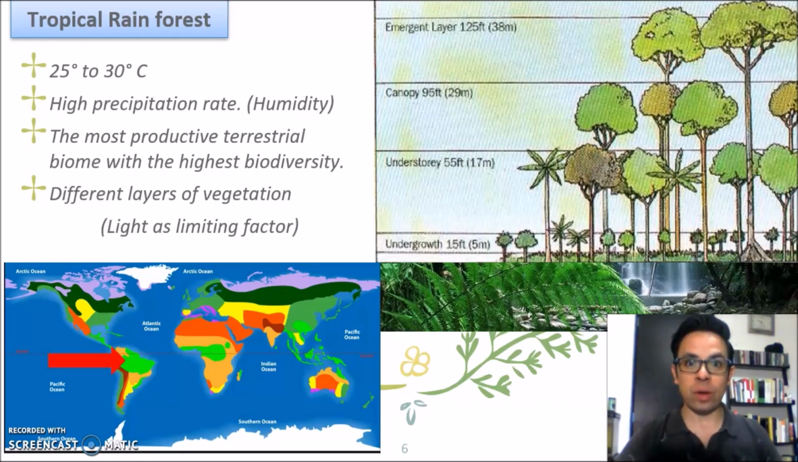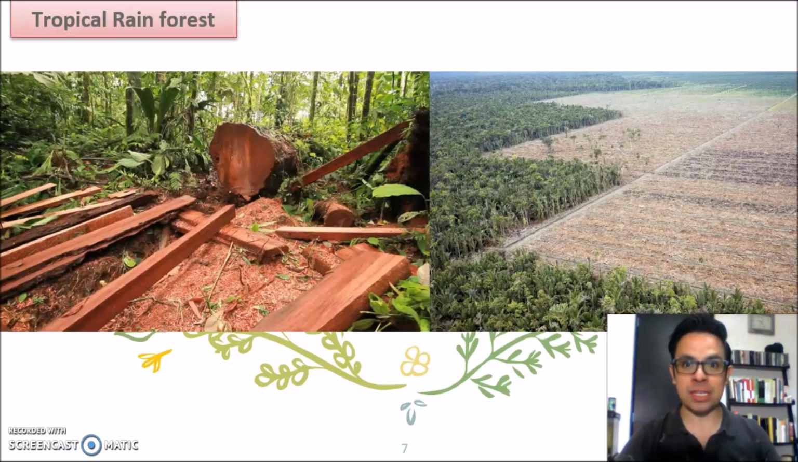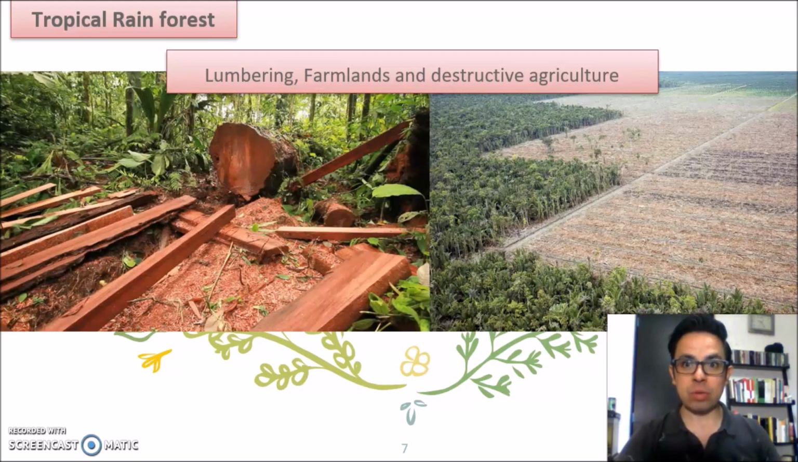Now, the tropical rainforest is generally affected by two activities: lumbering, that transforms the forest into barren places for wood, and also into farmlands, or any agricultural practice that leaves the soil practically infertile. When this biome turns into this type of land, it is going to lose all of its nutrients, and it is going to remain like that for hundreds of years.